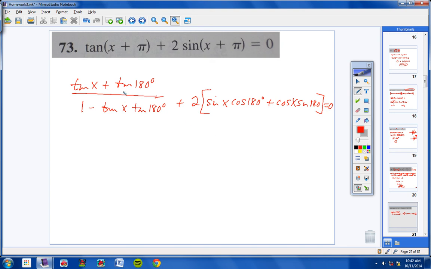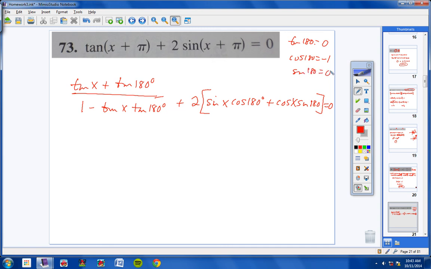Okay, so here we go. Well, first of all, let's find out what the tangent of 180 is. Real quick here. That's a quadrant angle. It's going to give you 0, so let's write it up here. The tangent of 180 is 0, and the cosine of 180 would be negative 1. And the sine of 180 would be 0. Okay?